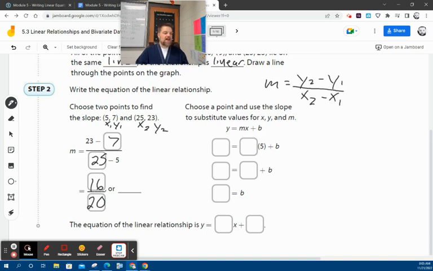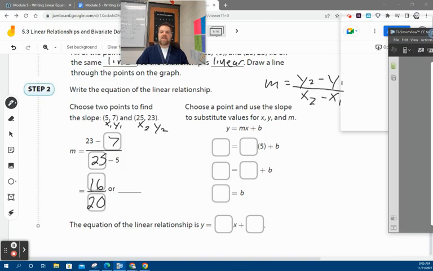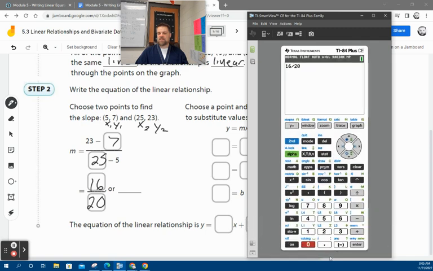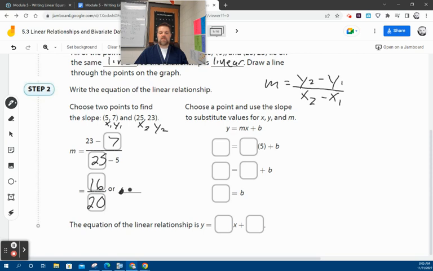Now, this is a little bit of a challenge for me as a teacher. Your textbook sometimes wants you to leave it as a decimal. Sometimes they want you to leave it as a fraction. In this particular case, I know because I have the answer key on my other screen. Let's take 16 on our calculator and divide it by 20. Yeah, it's 0.8, so let's put that there. The reason I know they want it as a decimal is they didn't put the little fraction line.